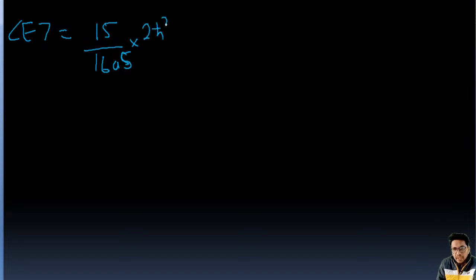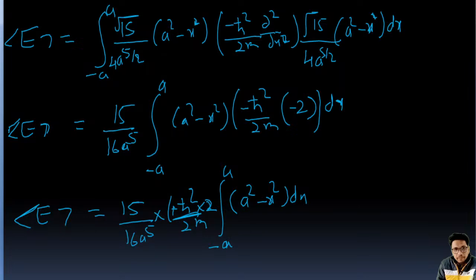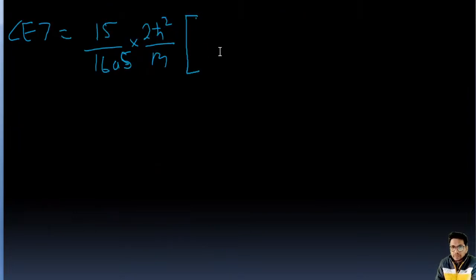So the ground state energy is going to be 15 upon 16 a to the power 5, into 2 h cut square upon m, and this we will integrate, so it is going to be a square x minus x cube by 3, sorry, x cube by 3, with limits from minus a to a.